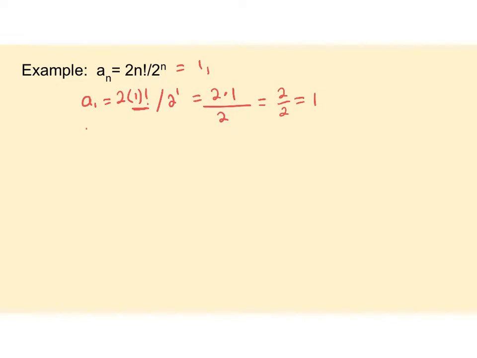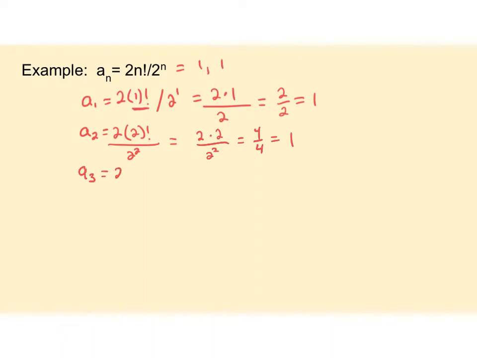Now, if I want to do my second term, I just put a 2 every place I see an n. So that would be 2 factorial divided by 2 squared. Now, when you solve this, you're going to end up with 2 times 2 factorial, which is just 2, over 2 squared, which is going to be 4 over 4, which is also going to equal 1. Let's see what the third term is.